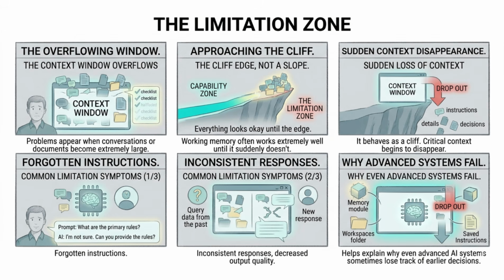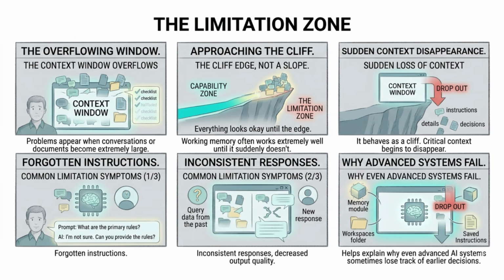The limitation zone. Problems begin to appear when conversations or documents become extremely large. As more information enters the context window, important details may receive less attention. Eventually, the system approaches what we call the limitation zone. Unlike some AI limitations that appear gradually, working memory often behaves differently. It tends to work extremely well until it suddenly doesn't. Think of it as a cliff rather than a gentle slope.